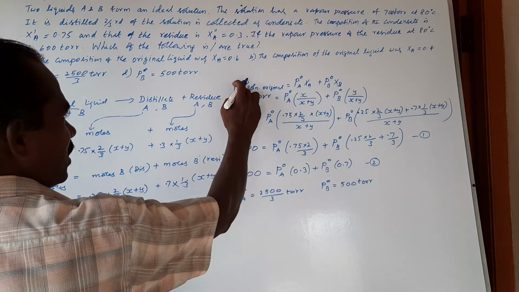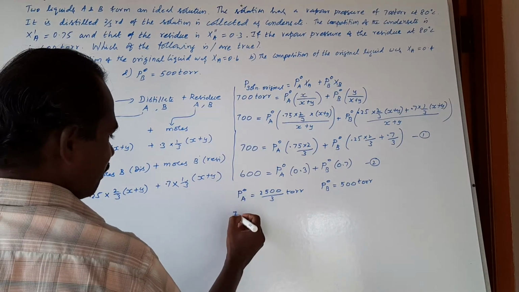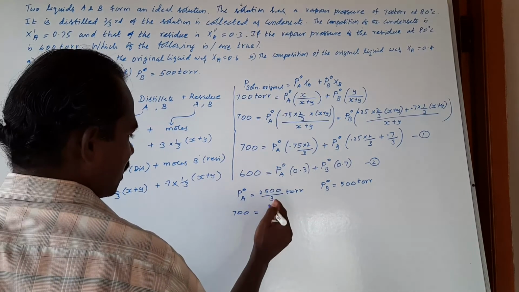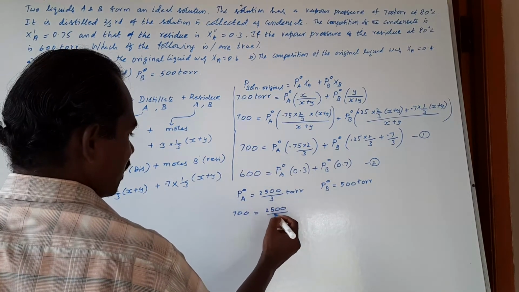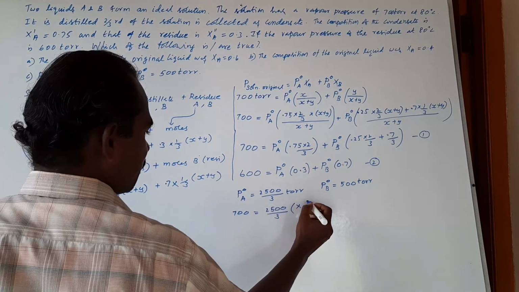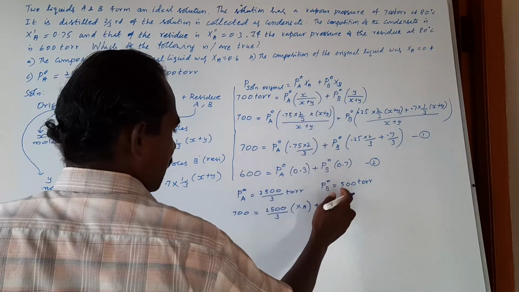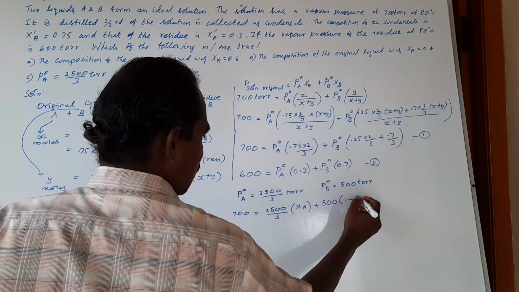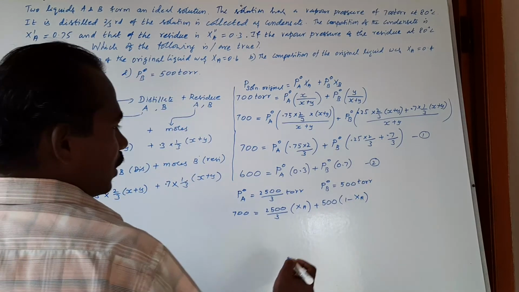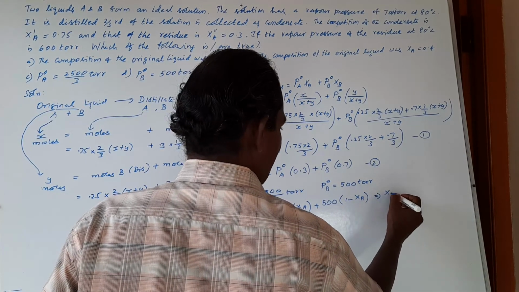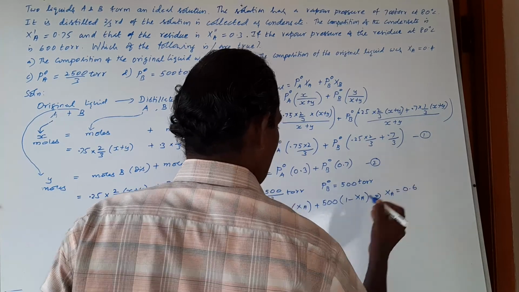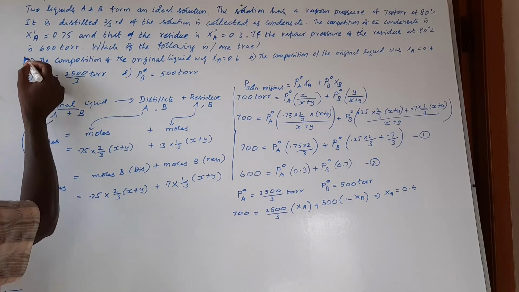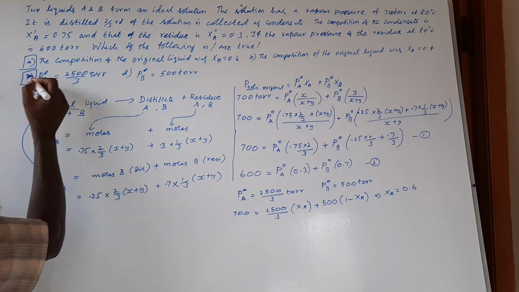Now we will take this equation, 700 torr equal to P0 A, this much, into mole fraction of A, plus this P0 B equal to 500 torr into mole fraction of B, we can write as 1 minus mole fraction of A. From this we can calculate mole fraction of A in the original liquid, that is equal to 0.6. Hence the options for this question are A, C and D.